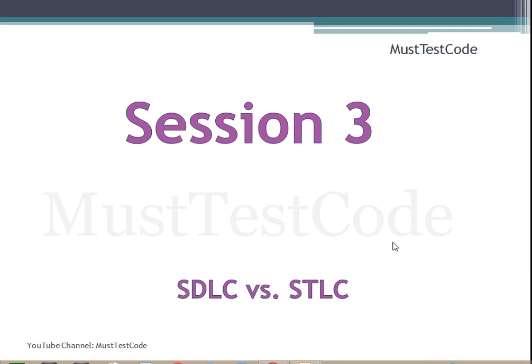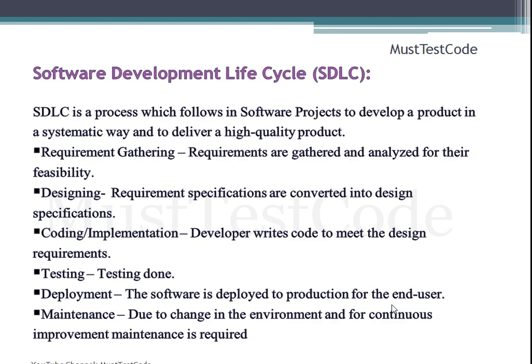In this session we are going to discuss the SDLC and STLC cycle. Software development life cycle is a set of processes that we follow to develop a product, and it has different phases that are executed in a systematic way. The first phase is requirement gathering.